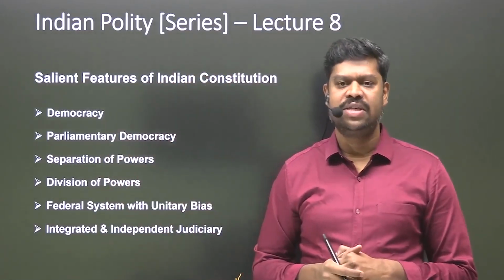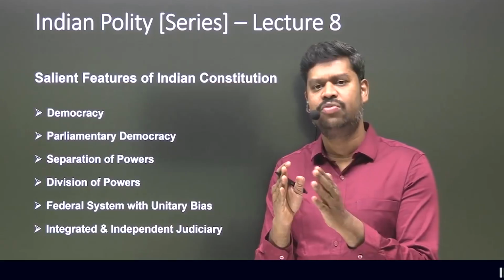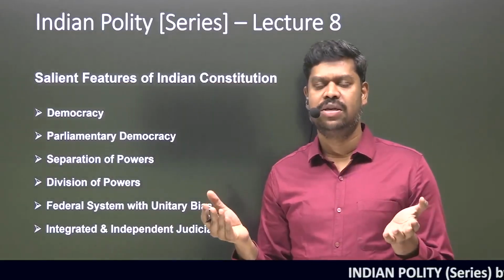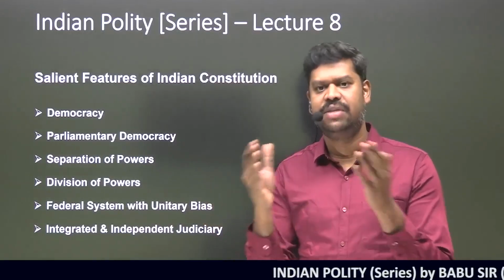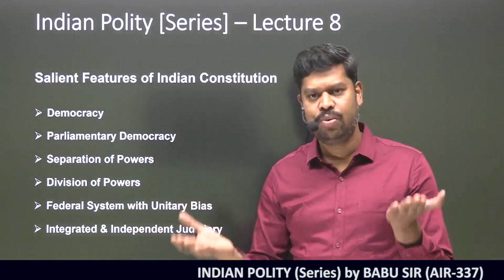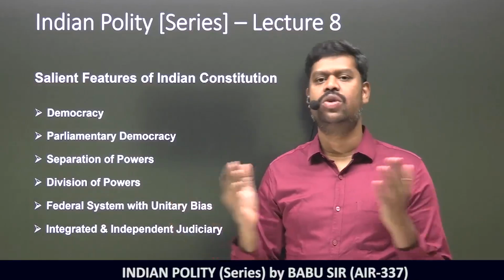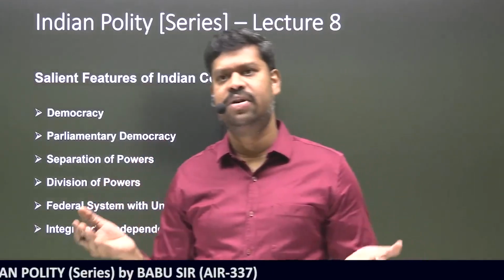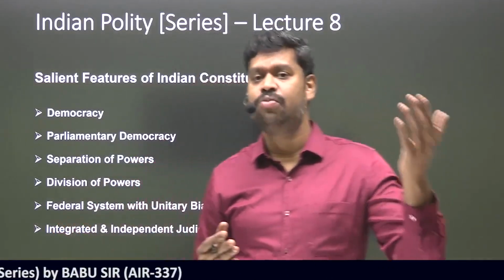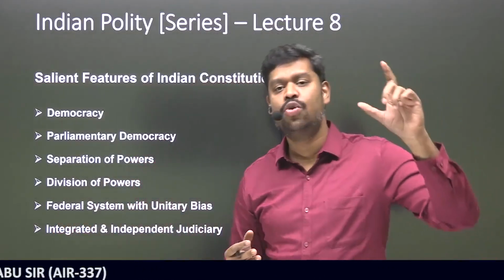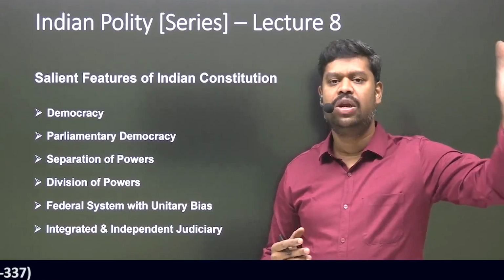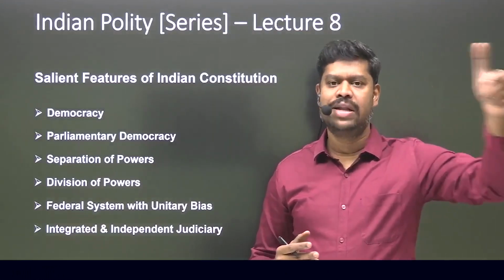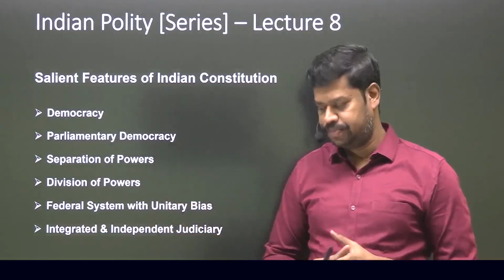And that's why we say that it is a federation with unitary bias, or a federal political system with unitary bias. A federal political system means there is a division of powers. But is there an equal division of powers? No, there is no equal division of powers. So somebody is given more powers, somebody is given less powers. And who is given more powers? It is the union executive. It is the union legislature. So in this case, it is nothing but the union executive and the parliament which is given more powers.